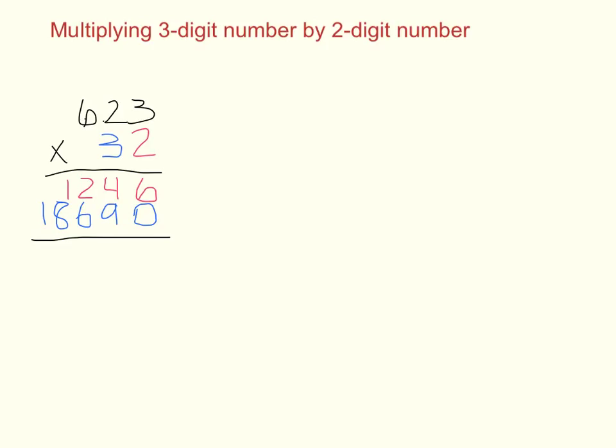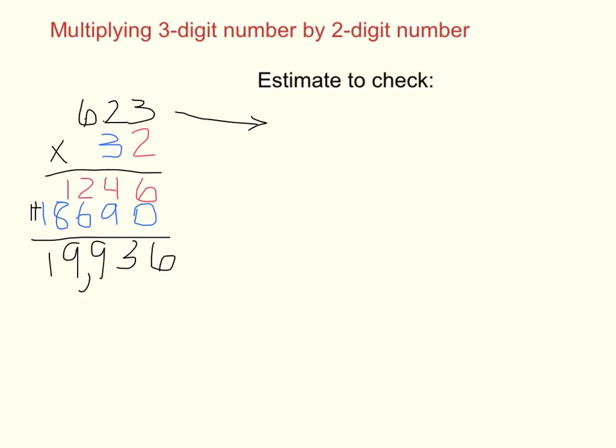Then we add those together, and we get 19,936. Now we will estimate to check if our answer is reasonable. We will round the numbers so that they have one digit that's not 0. So we'll round 623 to 600, and we'll round 32 to 30, and we will see if our answer is reasonable.